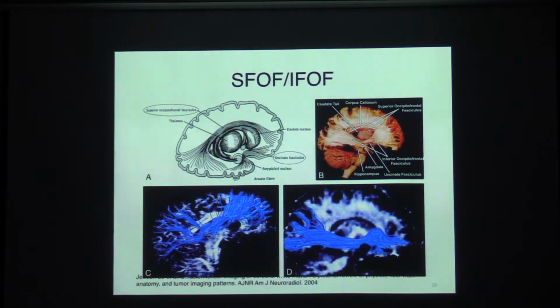The superior fronto-occipital fasciculus, or the IFOF, those are two white matter tracts that go from the front of the brain all the way to the back of the brain. So if you see something in the frontal lobe, make sure you check in the occipital lobe, because things can actually happen that far.